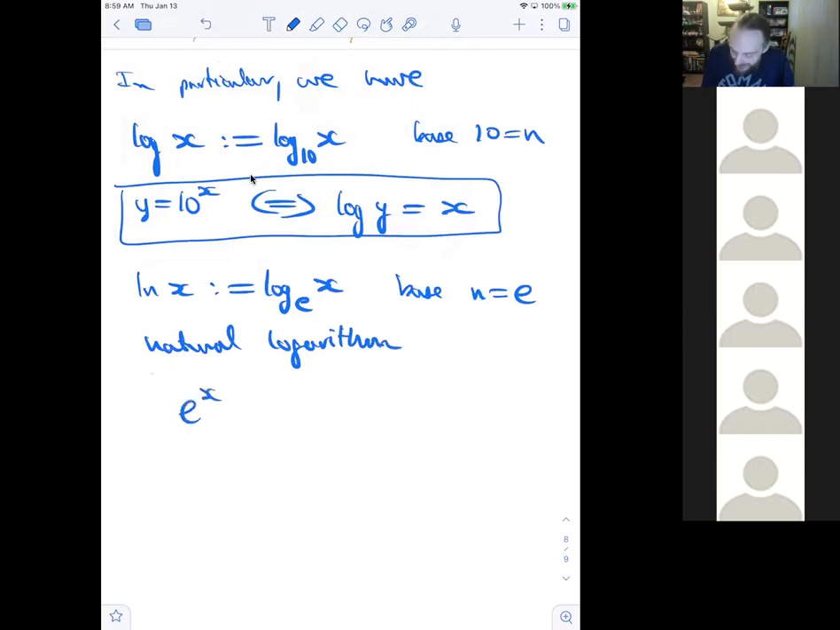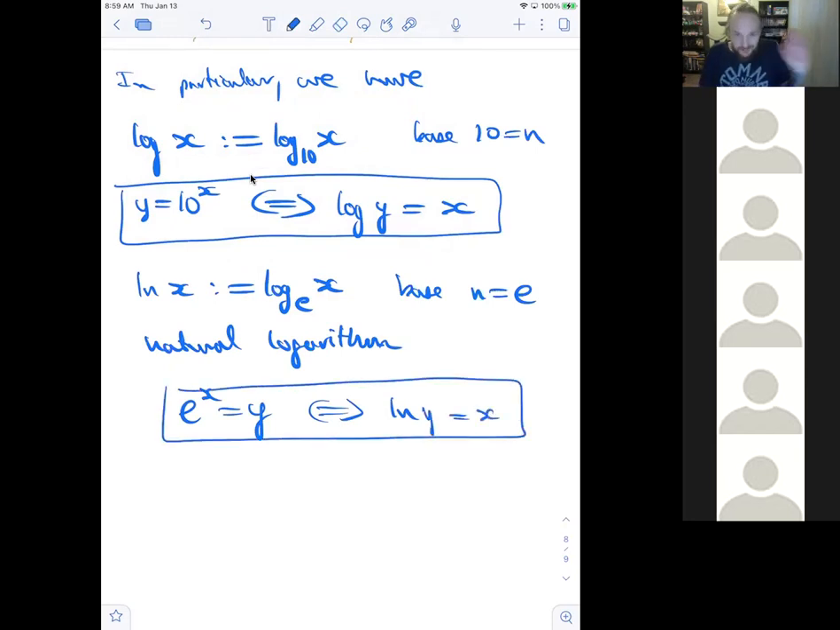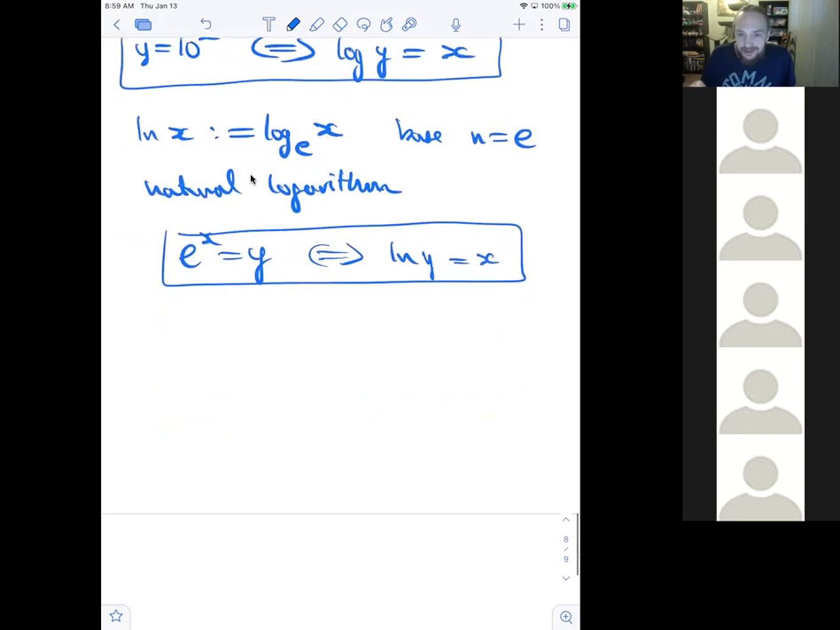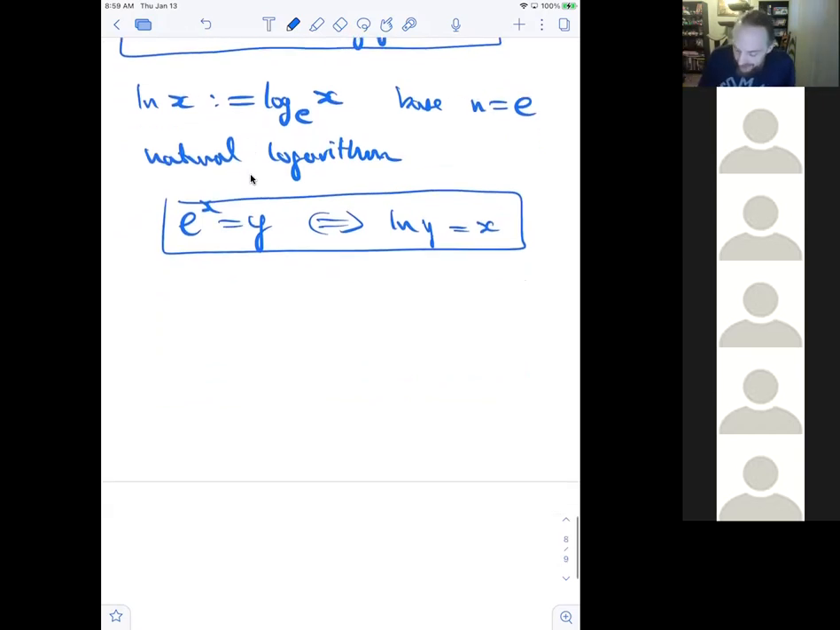This means e to the x equals y if and only if ln y equals x. Exponentials are inverses of logarithms. In the case where the exponent is e to the x, the inverse is the natural log, ln x.